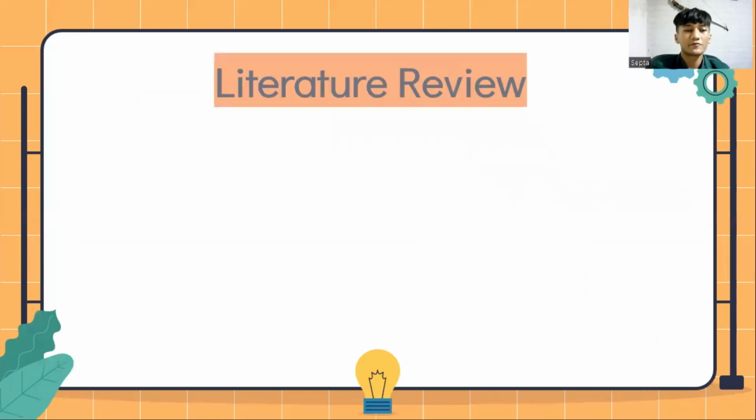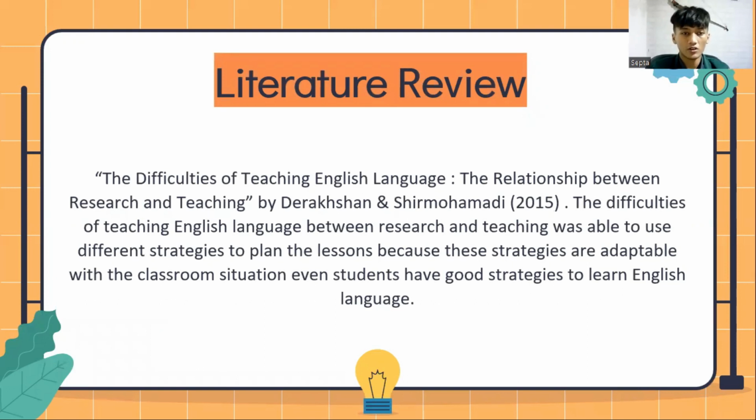Next one is the literature review. There has been some research done related to this study. One of those is from Derahshan and Siro Mohammadi, 2015. In their journal, The Difficulties of Teaching English Language, the relationship between research and teaching, they found that in teaching English, teachers were able to use different strategies to plan lessons, because these strategies are adaptable to classroom situations. Even students have good strategies to learn the English language.